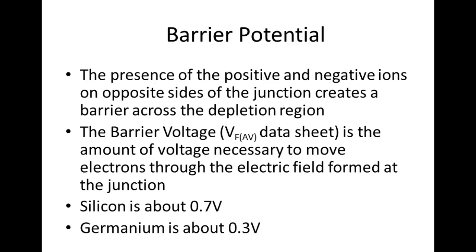When we look at the VF, this is called the forward voltage drop or the forward breakover voltage. This is going to be VF in your data sheet, and it is the amount of voltage necessary to move the electrons through the electric field formed in the junction. For silicon, it's approximately 0.7, and germanium is approximately 0.3. Now, it does not remain constant, but it stays around that.